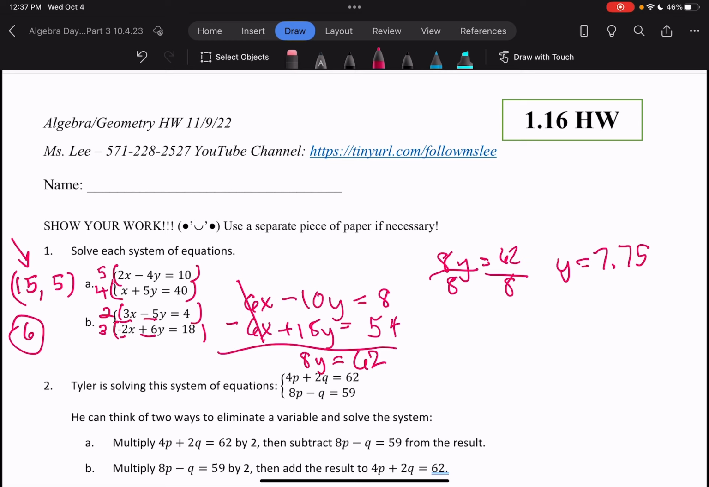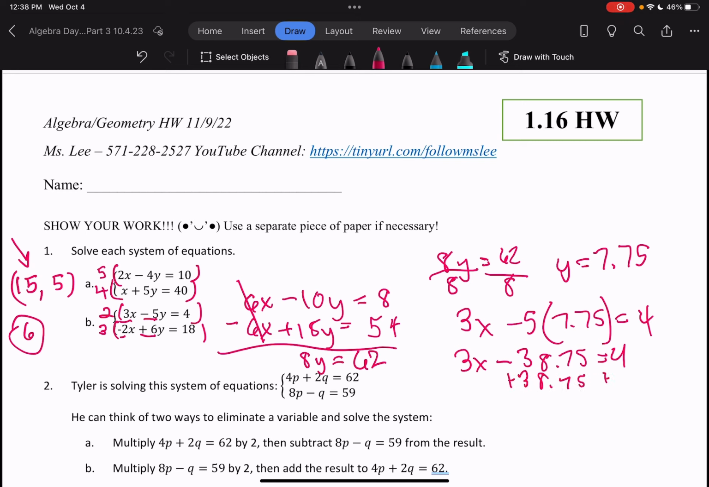And we'll plug that in for y to solve for x. So 3x minus 5 times 7.75 equals 4. So 7.75 times 5 is 38.75. So we'll get 3x minus 38.75 equals 4. Add 38.75 to both sides, and we'll get 42.75 equals 3x.